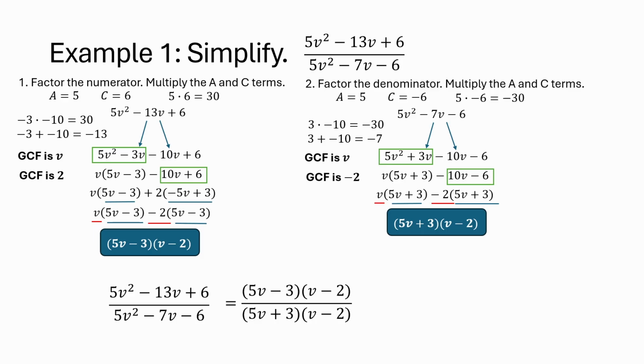I have a v minus 2 on the numerator and a v minus 2 on the denominator, so those are going to cancel out. And so I'm left with 5v minus 3 on top, the numerator, and 5v plus 3 on the bottom, or the denominator. And so this is going to be my final answer for example 1. This is how it simplifies: 5v minus 3 all over 5v plus 3.